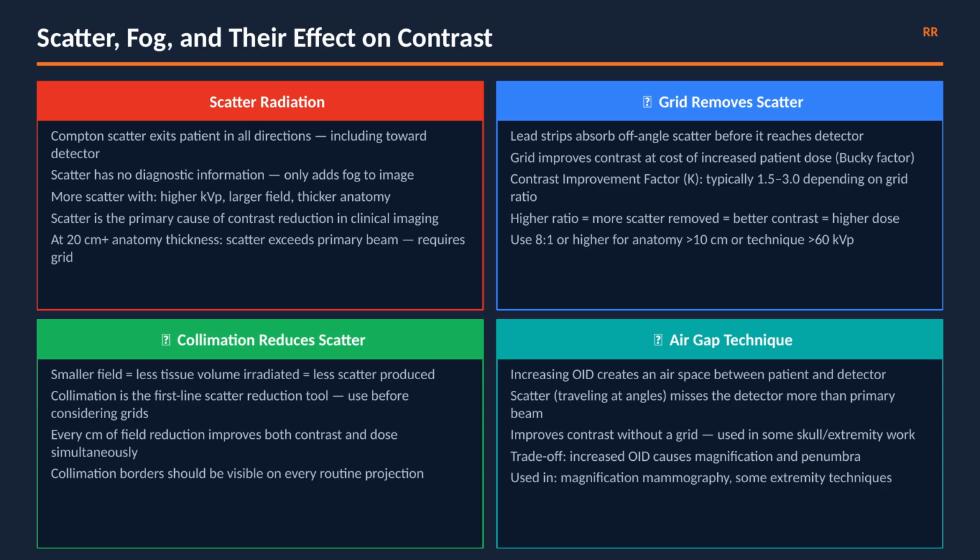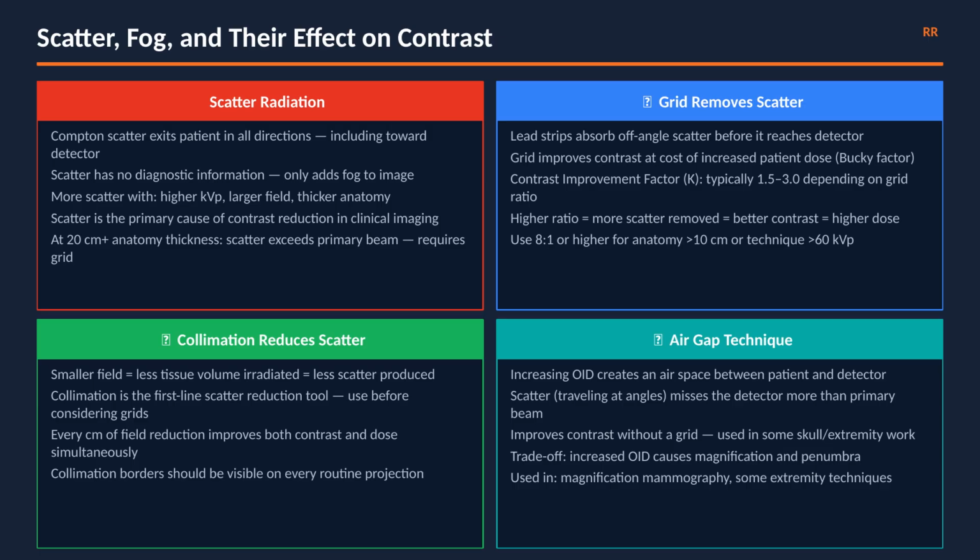The primary source of contrast degradation in clinical radiography is scatter. At anatomy thicker than 20 cm or technique above 60 kVp, scatter production exceeds primary beam intensity, and a grid is required. Grid use removes scatter. Lead strips aligned toward the focal spot absorb off-angle scatter before it reaches the detector. Contrast improvement factor is 1.5 to 3.0 depending on grid ratio, at the cost of increased mAs: the Bucky factor times the original mAs.